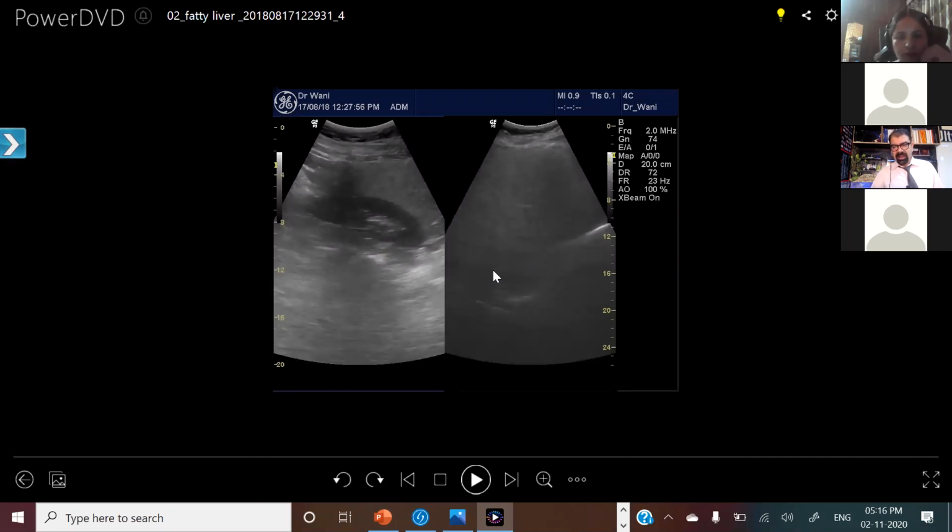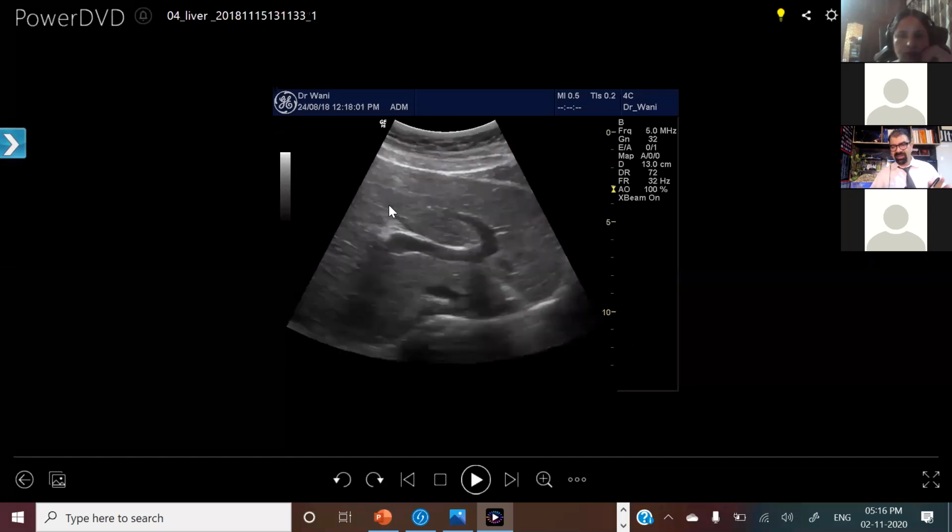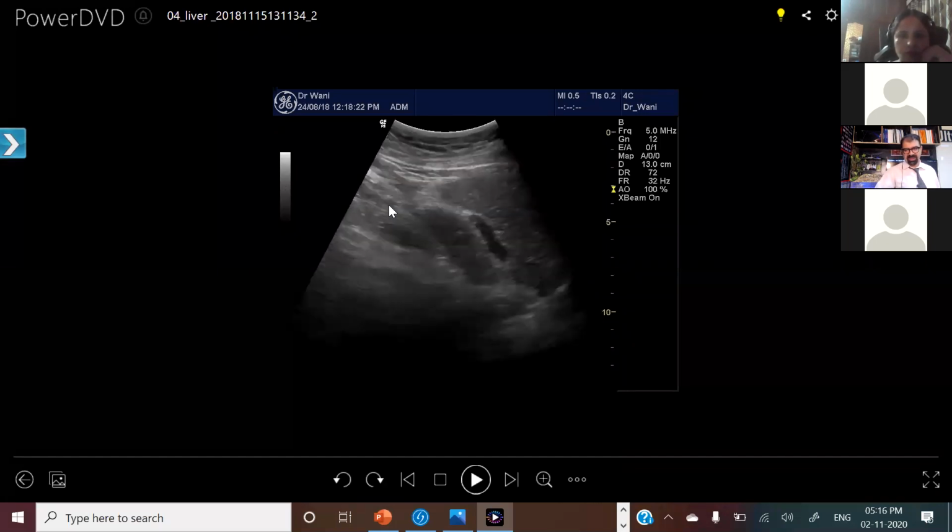Now see how comparison is making the diagnosis over here. This liver is more echogenic than this parenchyma. This is what we told you. You have to see in comparison, in comparison.